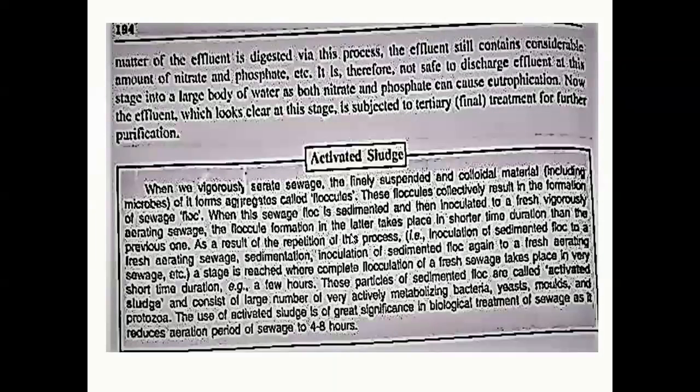The effluent still contains a considerable amount of nitrate and phosphate. It is therefore not safe to discharge effluent at this stage into a large body of water, as both nitrate and phosphate can cause putrefaction. Now the effluent, which looks clear at this stage, is subjected to tertiary treatment for further purification.